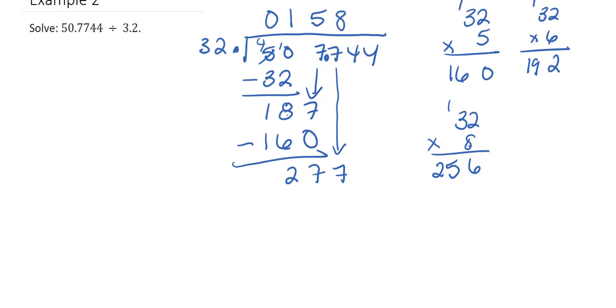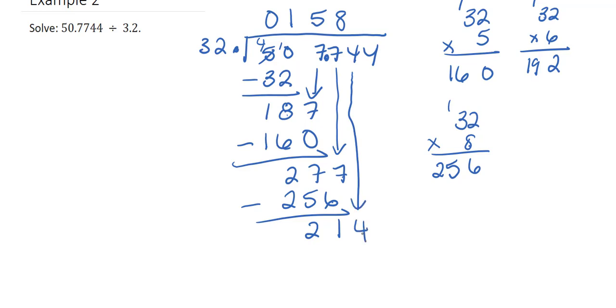So we put the 8 on the second 7. 32 times 8 is 256. We subtract. 7 minus 6 is 1. 7 minus 5 is 2. 2 minus 2 is 0. Now we're going to go ahead and bring down that 4.